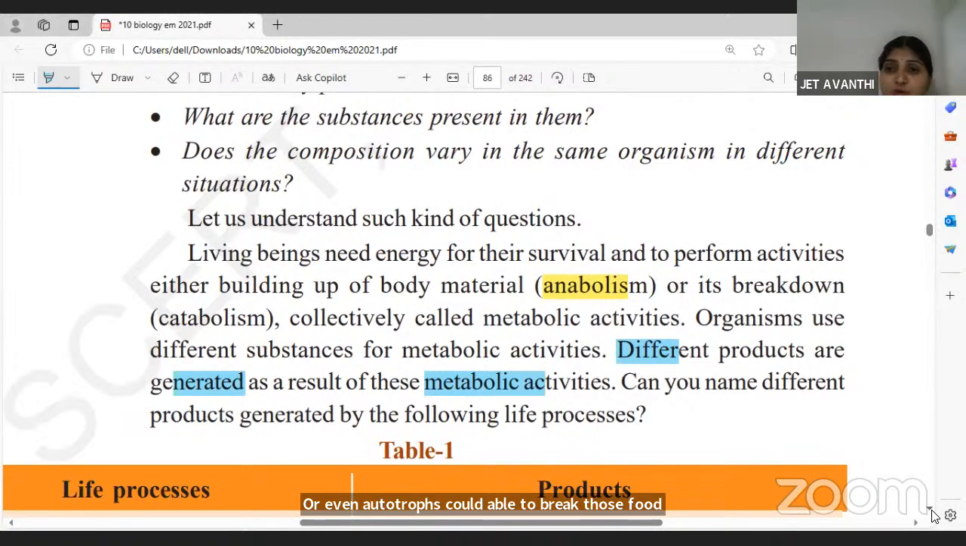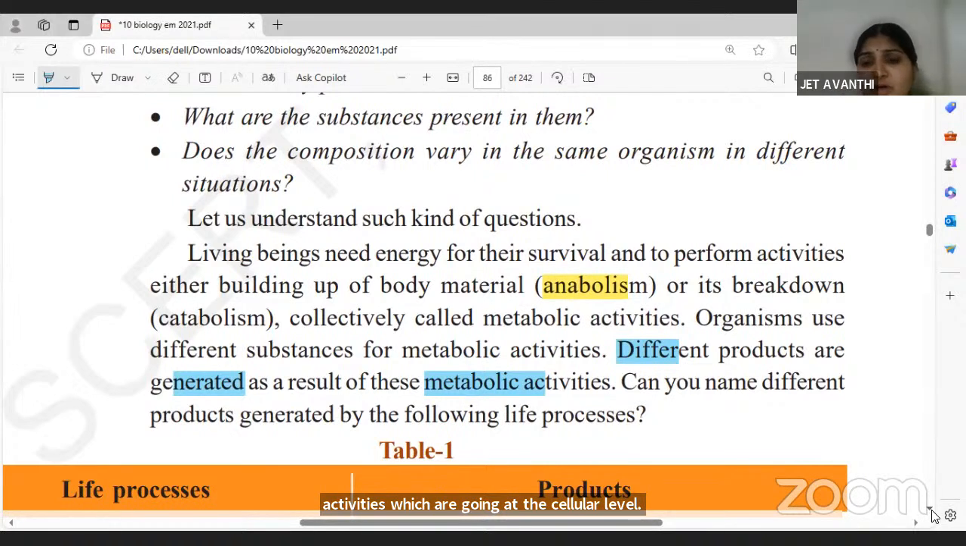Here the catabolic process is respiration. And then after that, what happens? This energy is being transported to all the cells of the human body or an organism. Then after that come the metabolic activities. What are metabolic activities? It is nothing but some chemical activities which are going on at the cellular level. We call them metabolism or metabolic activities.